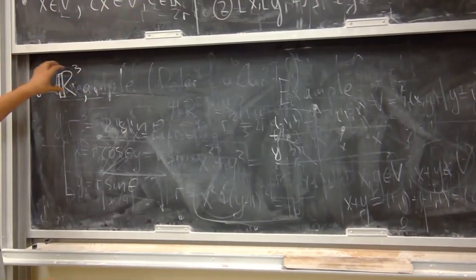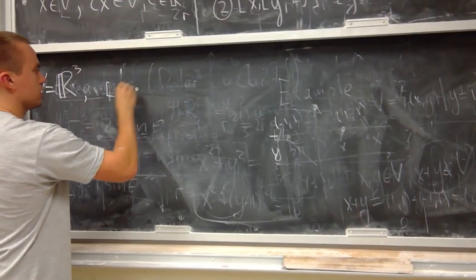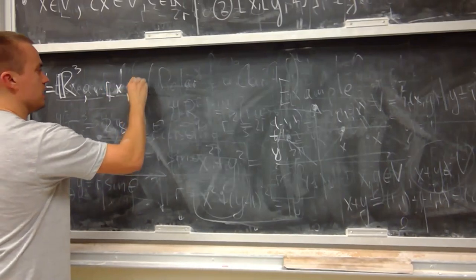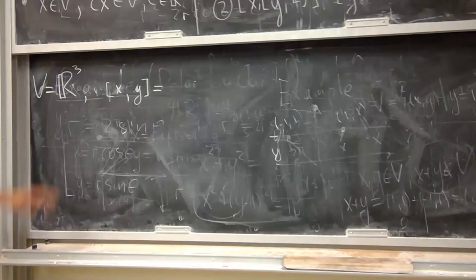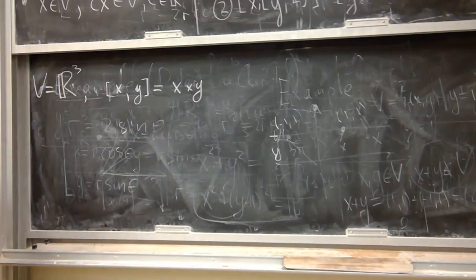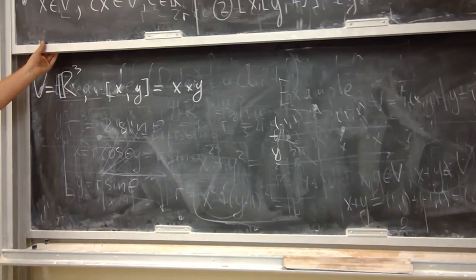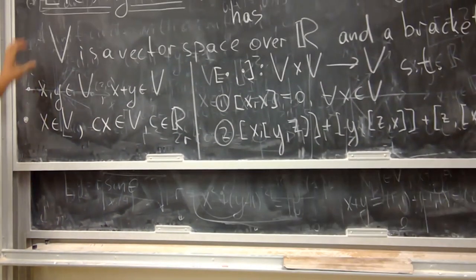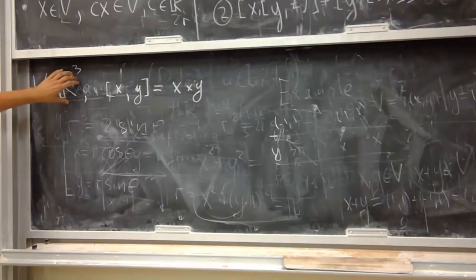And let's define a bracket. So for elements x and y in my space, what I'm going to do is take the cross product of two vectors, x cross y. And this is going to be a Lie algebra. Why? Because am I given a vector space? Yes, my vector space is R3.